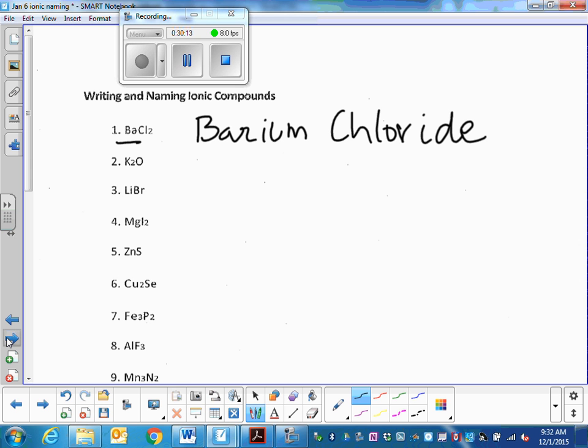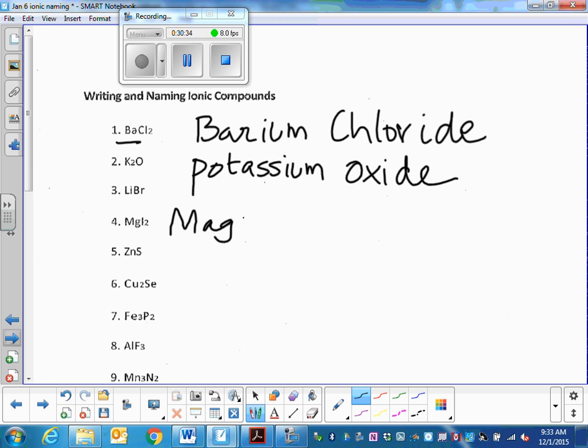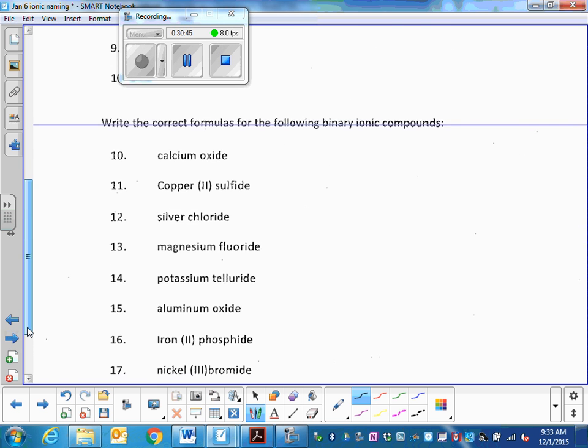So for the next one, the name will be potassium. The oxygen will become oxide. Magnesium, iodine will become iodide. Magnesium iodide. Are we good with the names? All right. Let's go to the bottom.